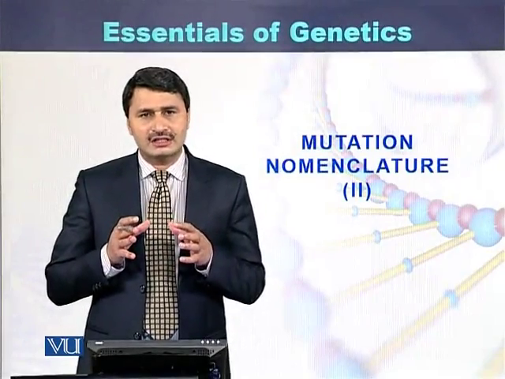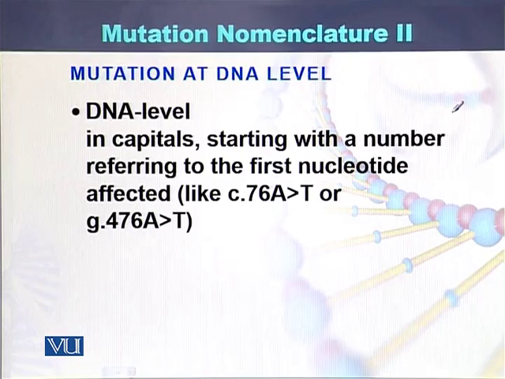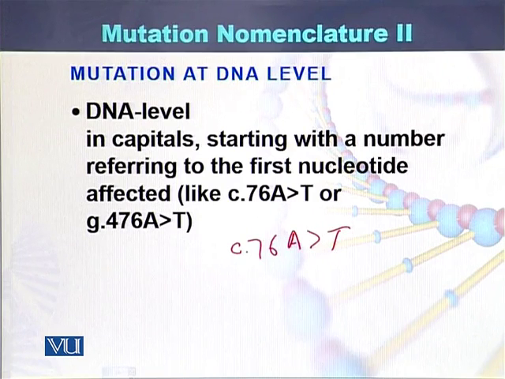Mutation nomenclature, some additional rules. How to write a mutation at the DNA level? At the DNA level, that is usually in the form of coding DNA. It is written as, let's say, c.76A>T. The meaning of this writing is: c is for the coding DNA, 76 is the position of this adenine.